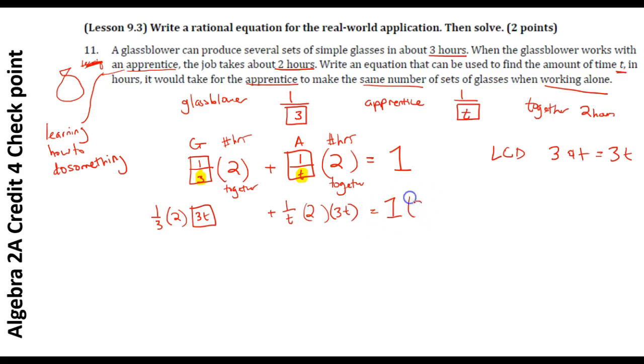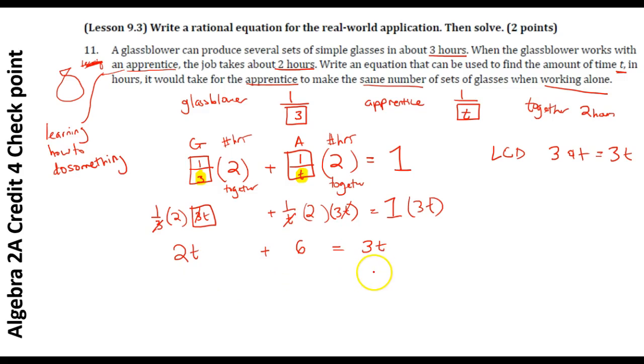And what this is hopefully going to do is get rid of our fractions. So here, as we can see, 3 might cancel out with that 3. Okay. T might cancel out with this T. Nothing seems to cancel out here, but I'm left over with 1 times 2, which is 2T, plus 1 times 2 times 3, which is about 6, equals 1 times 3T, which is 3T.